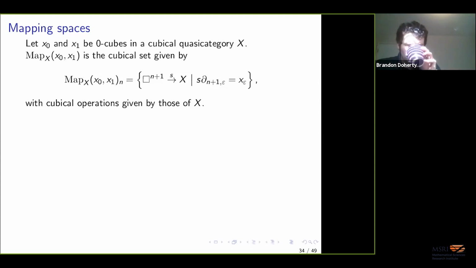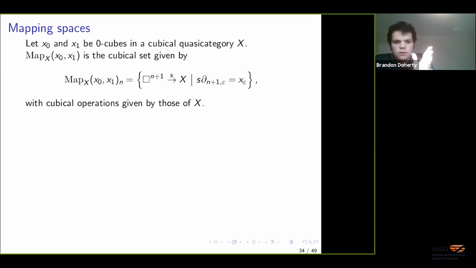And so one of the nice things about this model structure is that we have a very natural and symmetric construction of the mapping spaces in a cubical quasi-category. This is the analog of the left and right mapping spaces in a quasi-category in the Joyal model structure, but here we just have one canonical definition of a mapping space, not these two separate ones.